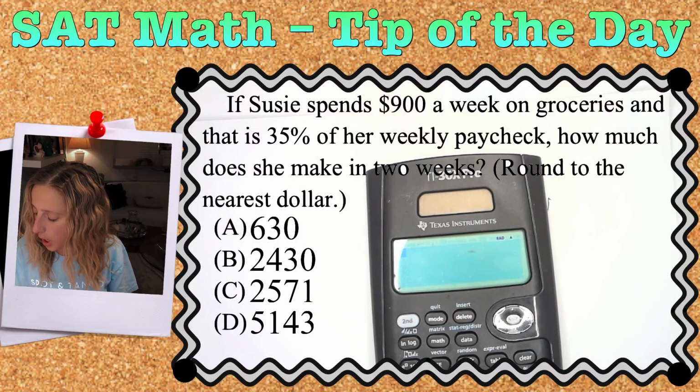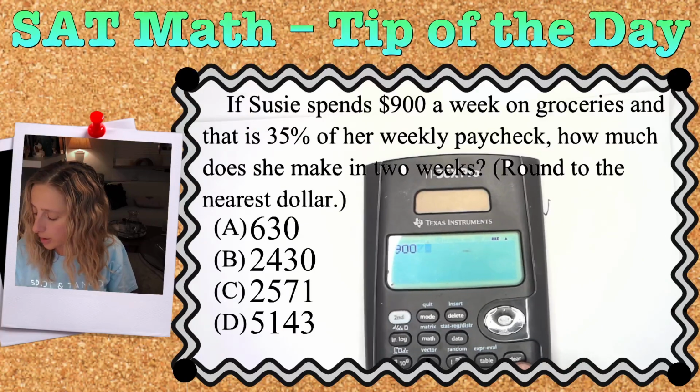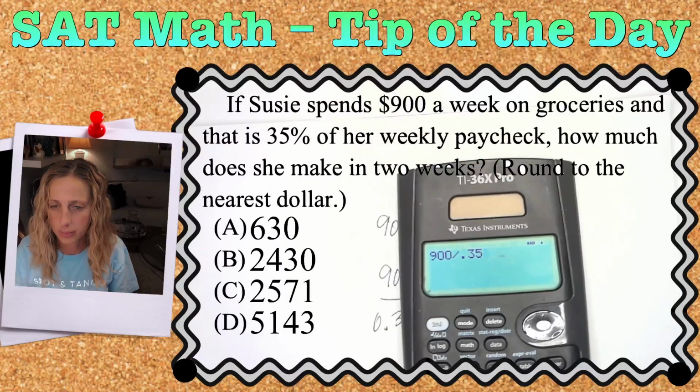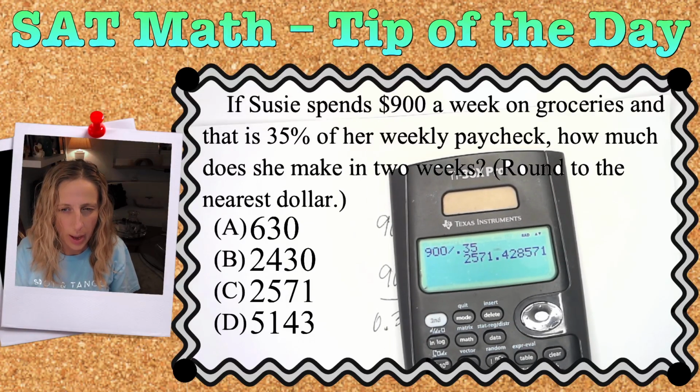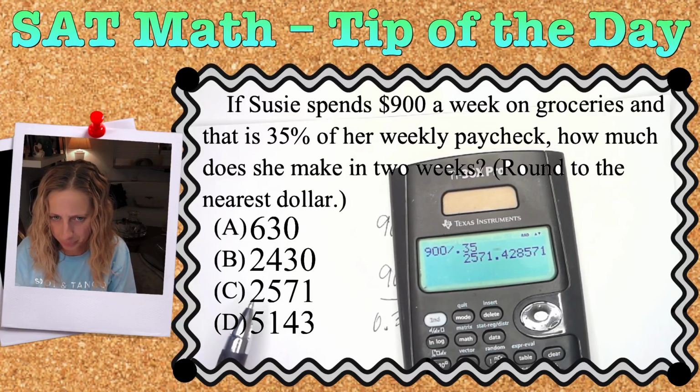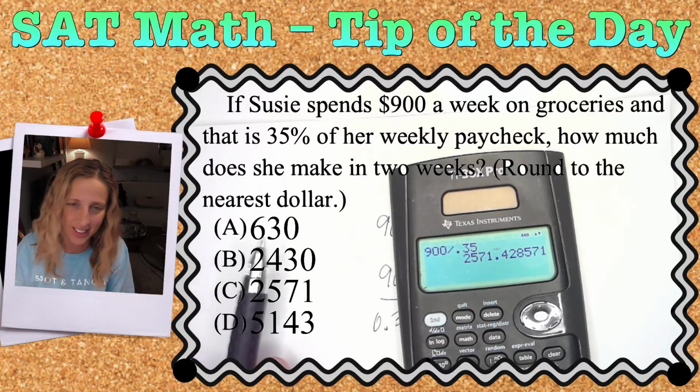I want to figure out 900 divided by 0.35. Okay, so we're going to hit enter. And there you have 2571.43. $2,571.43. And it says round to the nearest dollar. So C looks pretty good, but that's not the answer.